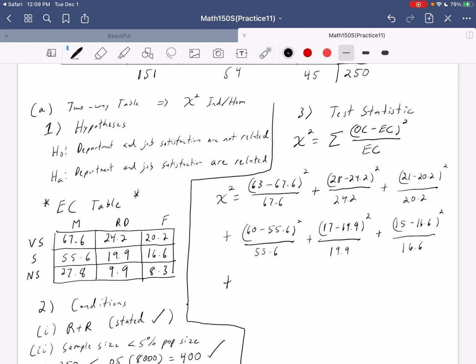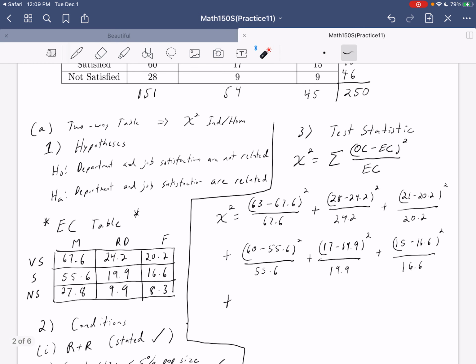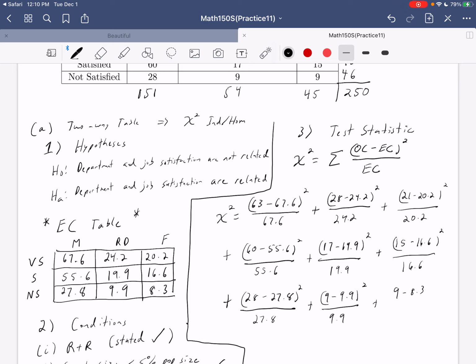And then finally, our last couple here, we had this observed 28 versus that expectation of 27.8. So 28 minus 27.8 squared over 27.8 plus this 9 versus that 9.9. So 9 minus 9.9 squared over 9.9 plus our very last one, 9 versus that 8.3. So 9 minus 8.3 squared over 8.3.